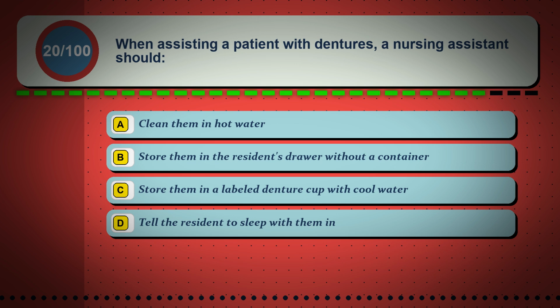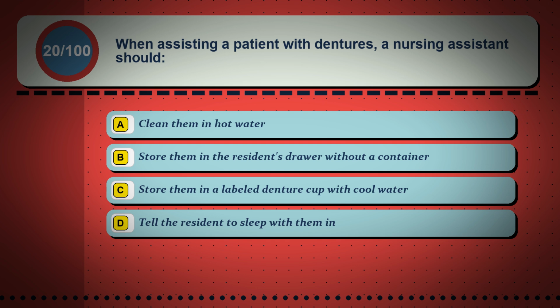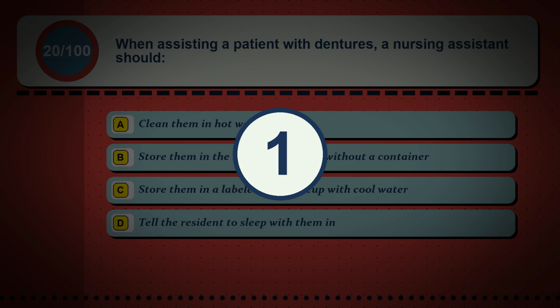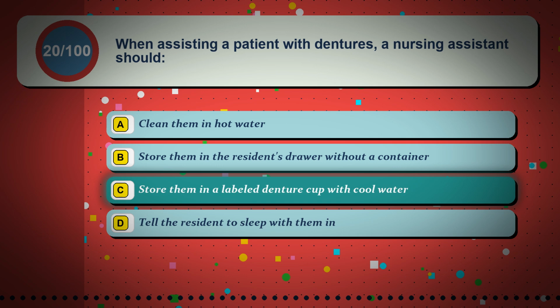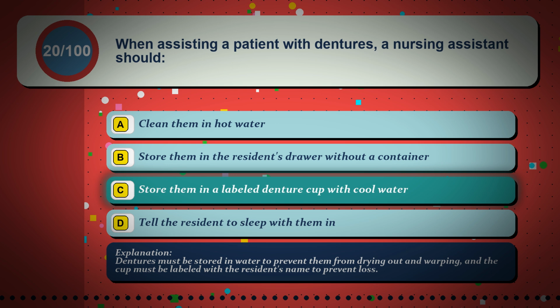Question 20. When assisting a patient with dentures, a nursing assistant should: Option A, clean them in hot water. Option B, store them in the resident's drawer without a container. Option C, store them in a labeled denture cup with cool water. Option D, tell the resident to sleep with them in. The correct answer is option C. Store them in a labeled denture cup with cool water. Dentures must be stored in water to prevent them from drying out and warping, and the cup must be labeled with the resident's name to prevent loss.